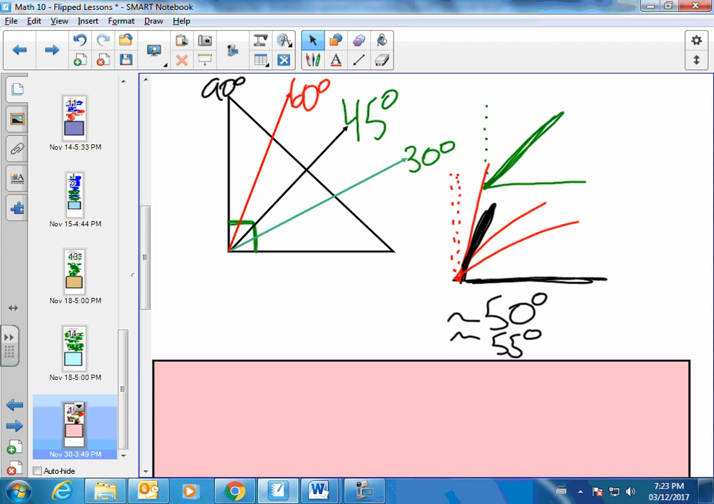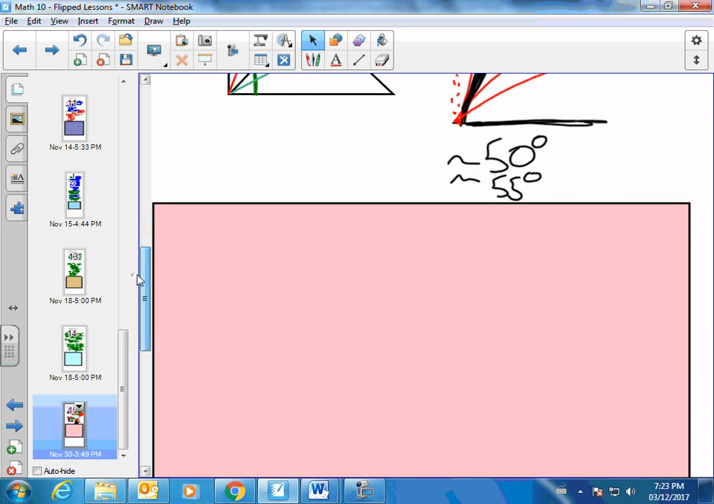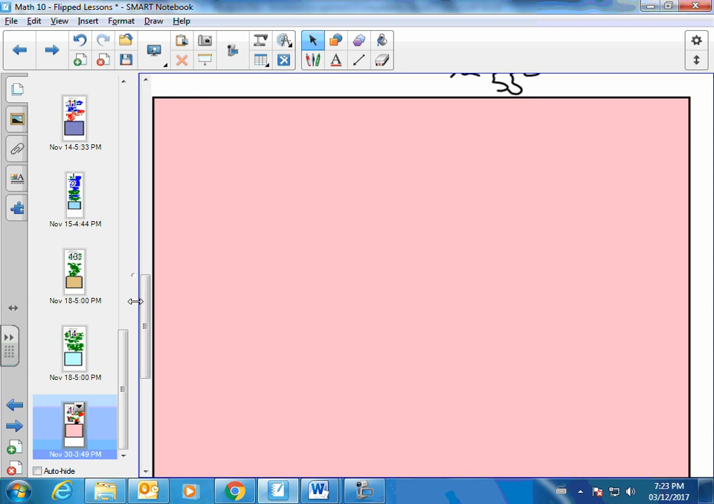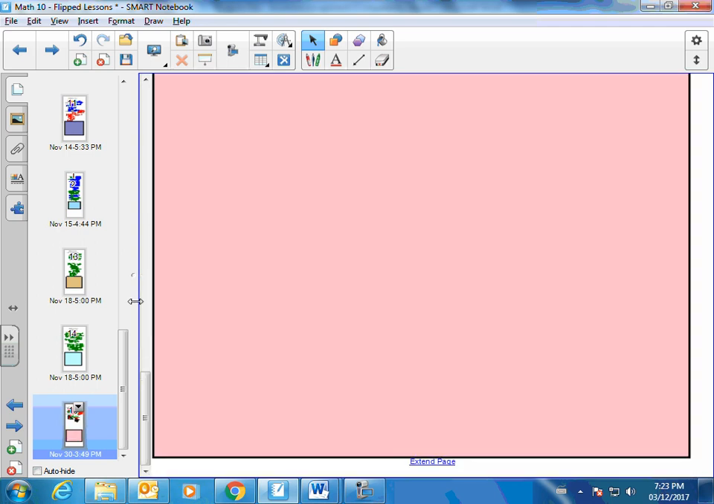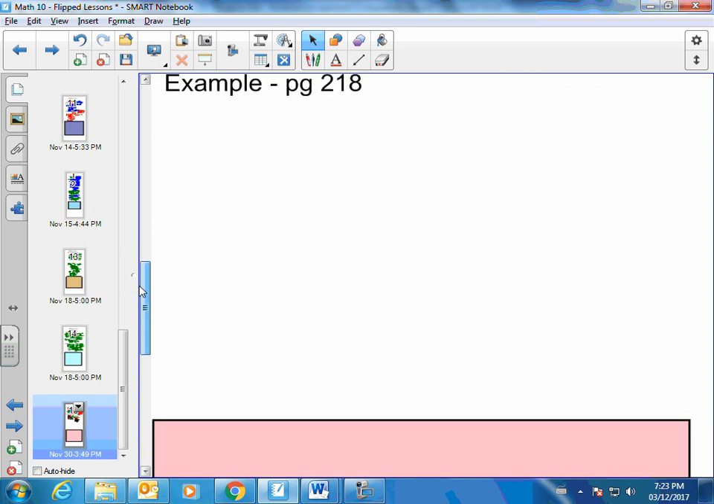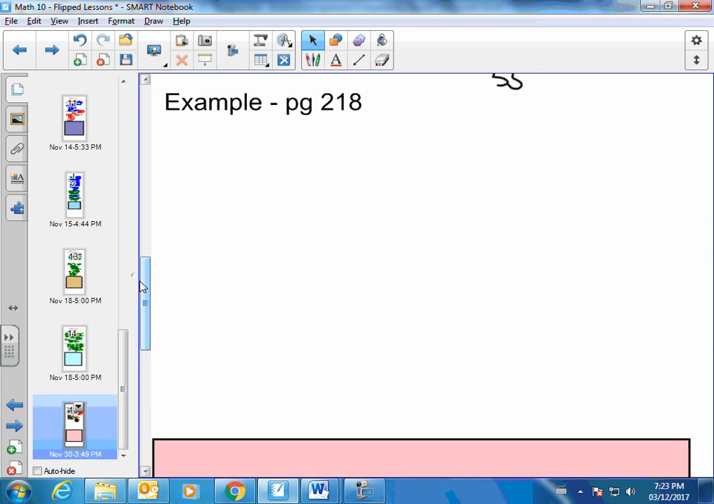So go ahead and try those. Take a look at the examples they have in the textbook if you're confused about the other ones, but it's pretty straightforward. You should be able to handle those no problem. All right, so we're going to move on to the very last set of examples.